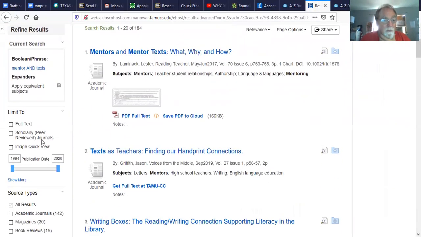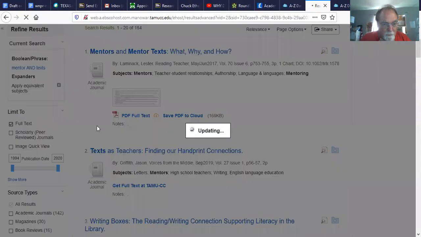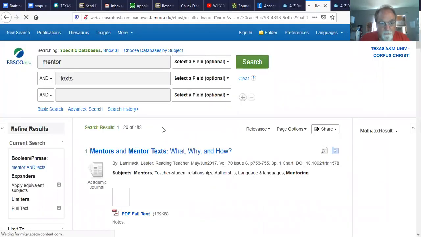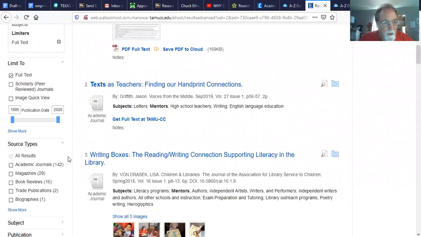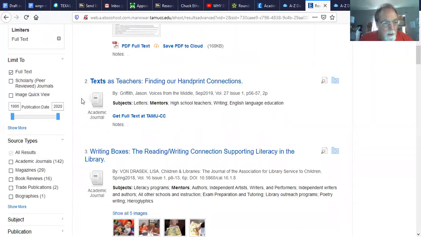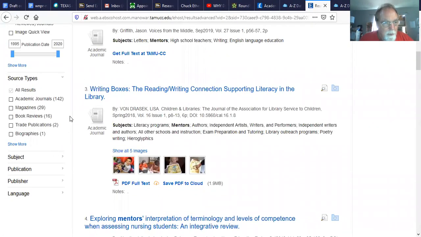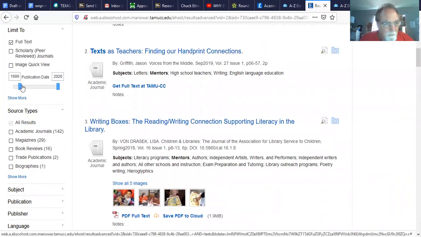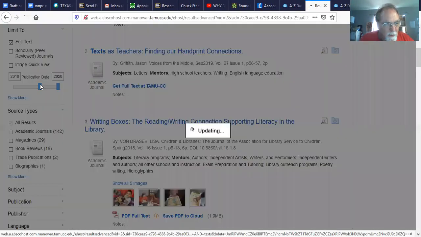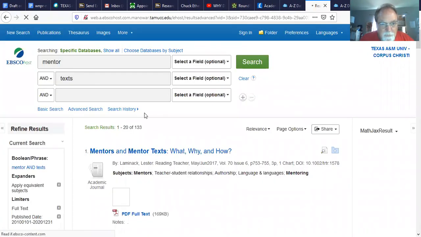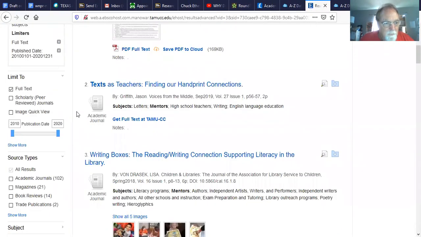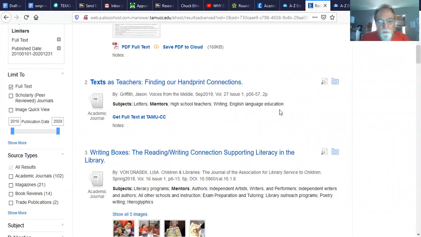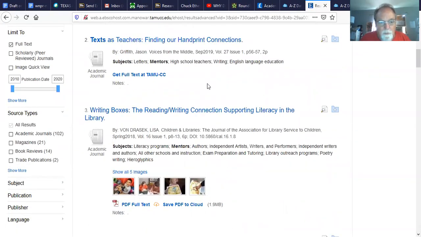You can limit this to full text articles if you want to, and that cuts it down some. You could limit to scholarly or peer reviewed articles. You could limit the publication date. Maybe you just want to look at stuff written in the last 10 years, so go to 2010, and that gets it down some. So you see what we're doing. And at some point, you just have to go through and start looking at some of these articles.